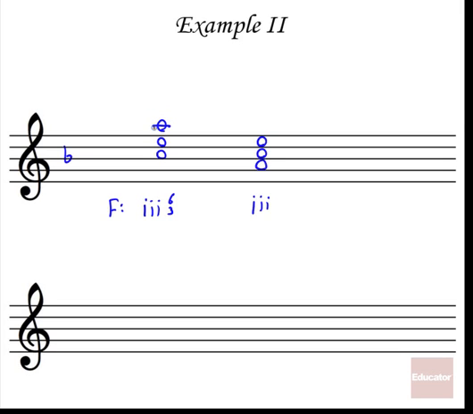And if we want to make sure we've done it correctly, we can make sure that we have a 3rd above the bass from C to E, which we do, and a 6th above the bass from C to A, which we do.